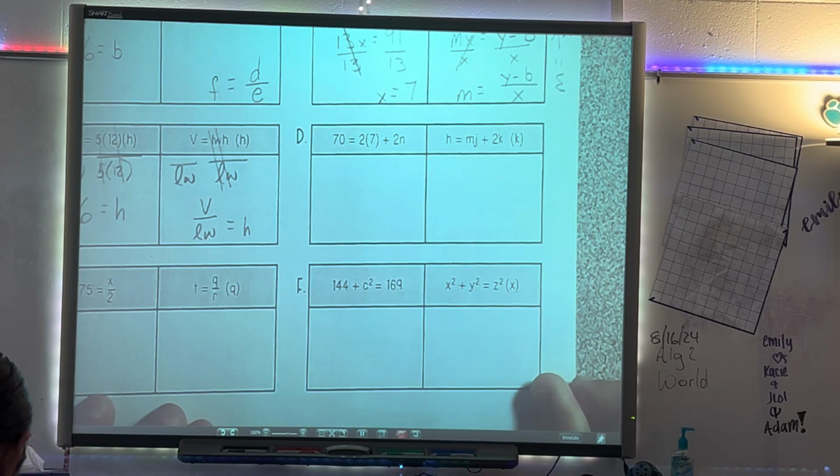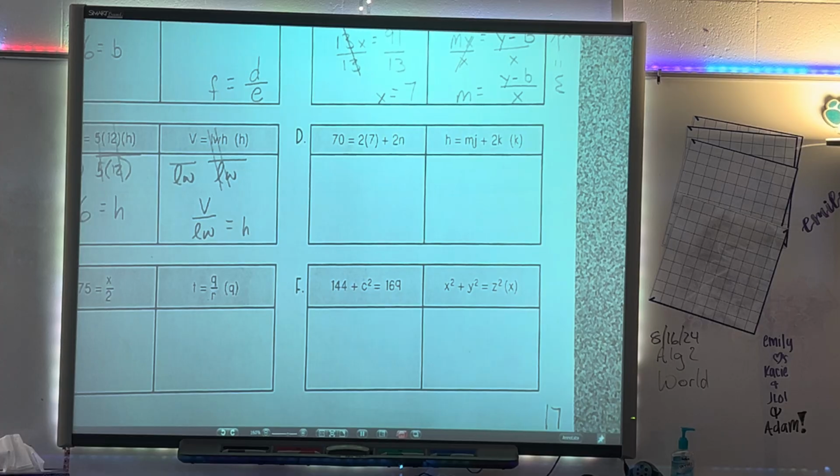Okay. This one here, I'm solving for n. So what do I need to get rid of first here, you think? I need to get rid of the 2 times 7. And so how do I get rid of the 2 times 7? Well, how are they attached to the n?